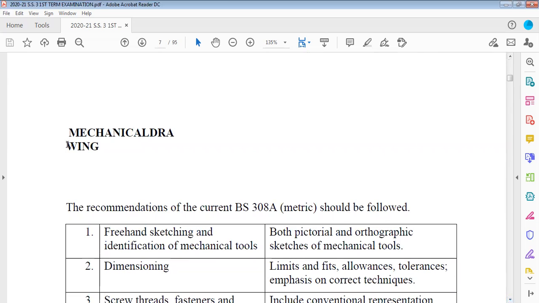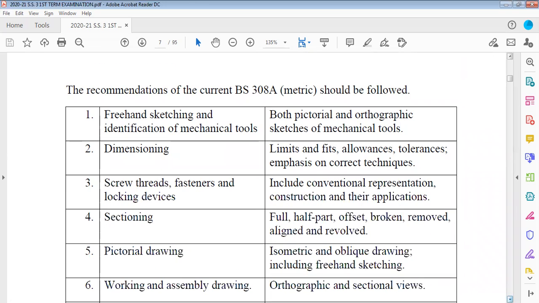Part 3 is mechanical drawing. So what we have here is mechanical drawing. Look at it very well. For the mechanical drawing, freehand sketching and application of mechanical tools. So both pictorial and photographic sketches of mechanical tools.